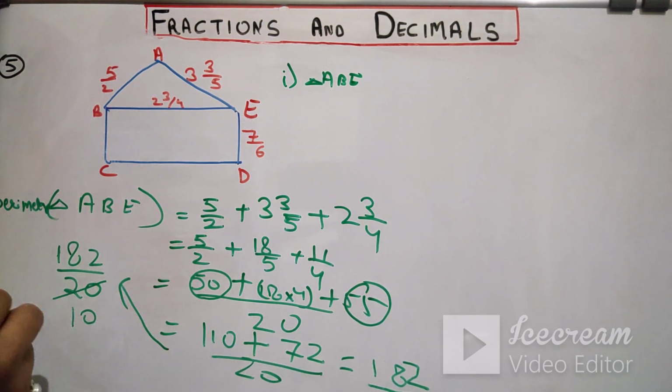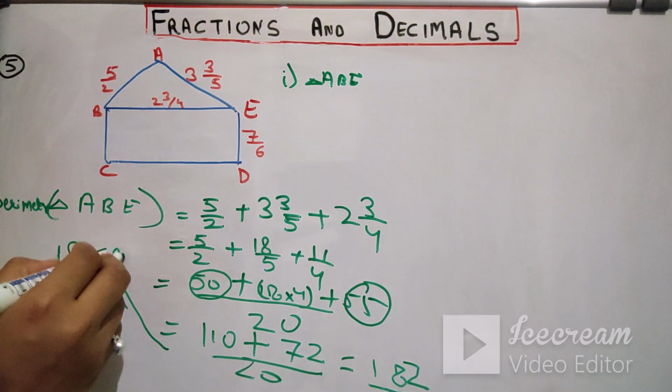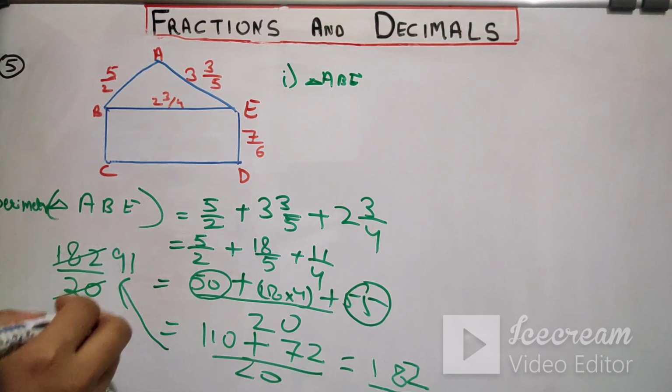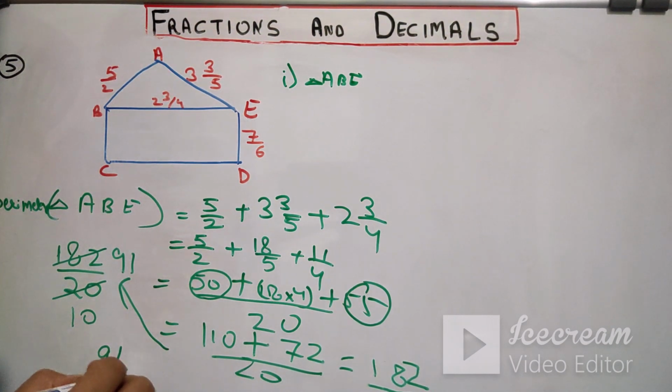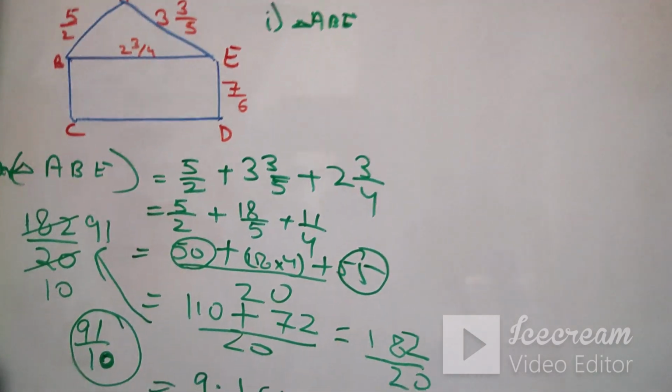We take 2 out. 2 into 10 is 20, 2 9s are 18, 2 1s are 2. So the answer is 91 by 10. If we are asked to find it in fraction, we will just simply write it like this. Right now decimal has not been asked, but even so, if we have to find the decimal, we just place the decimal point after one place, because there is only one 0. So 9.1 centimeters is the perimeter. I think it's not visible. Let me show it clearly to you.